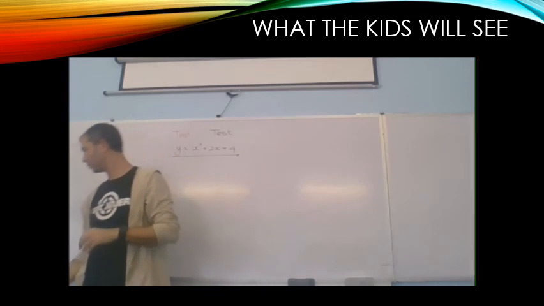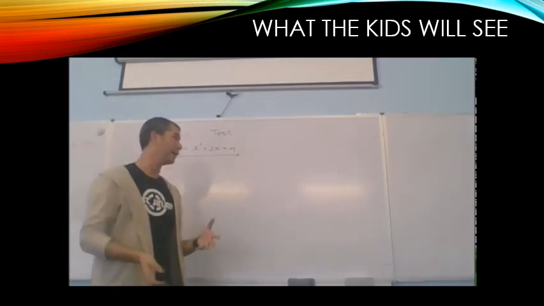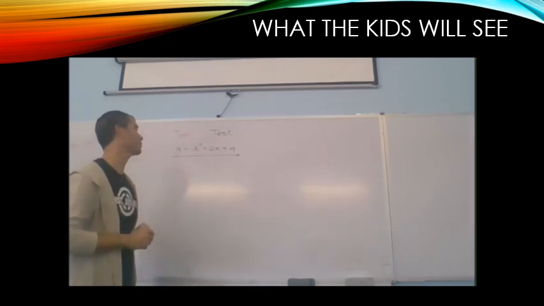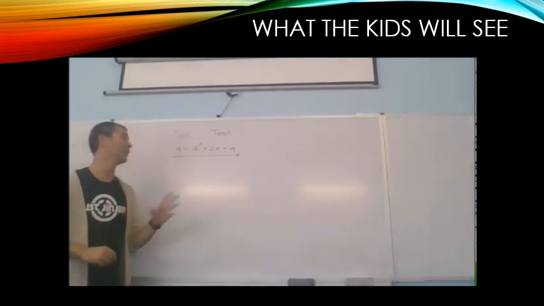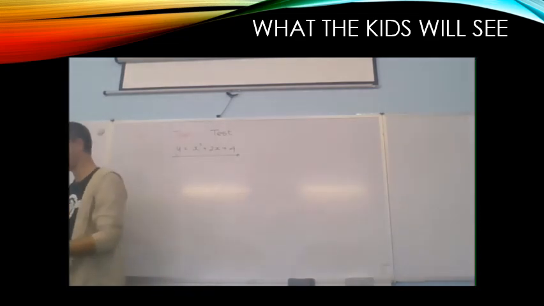Without a mask, I would be speaking like this, and we would communicate by saying test 1, test 2, test 3, y is equal to x squared plus 2x plus 4. Can you solve the equation?